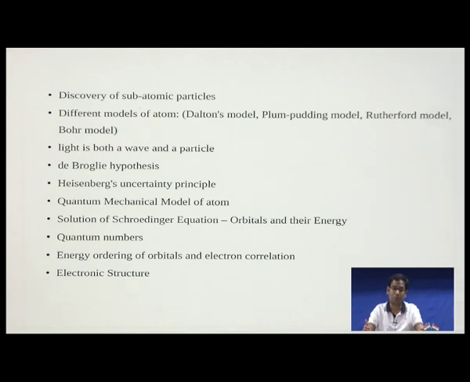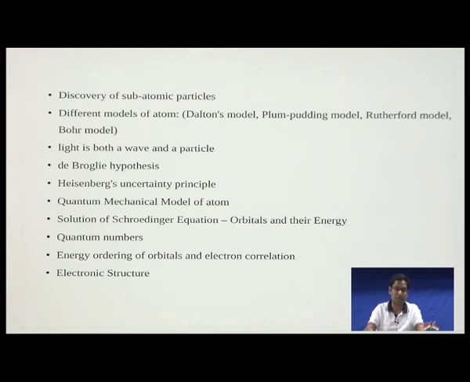Bohr's model was quite good for the hydrogen atom or other single electronic species, but it was off the mark for multi-electronic systems. Then we had to take shelter in a different theory, which was quantum theory. The quantum theory was in the picture because of several developments. For example, there were the photoelectric effect and black body radiation, which could not be explained by the old classical theory. And during the course of those scientific discoveries, we learned that light is both a wave and a particle, followed by the hypothesis of de Broglie, who suggested that matter also behaves like a wave.